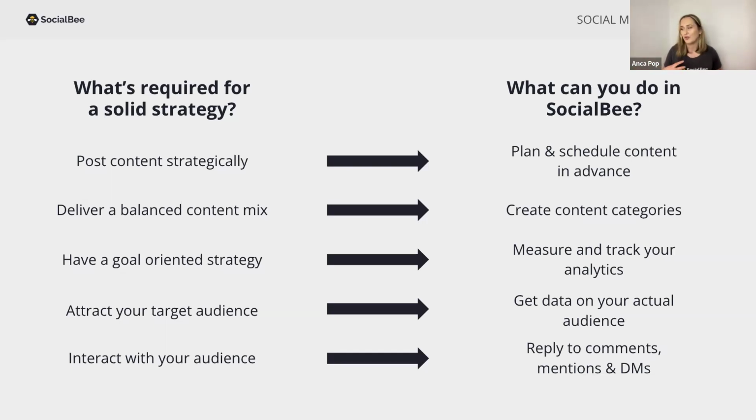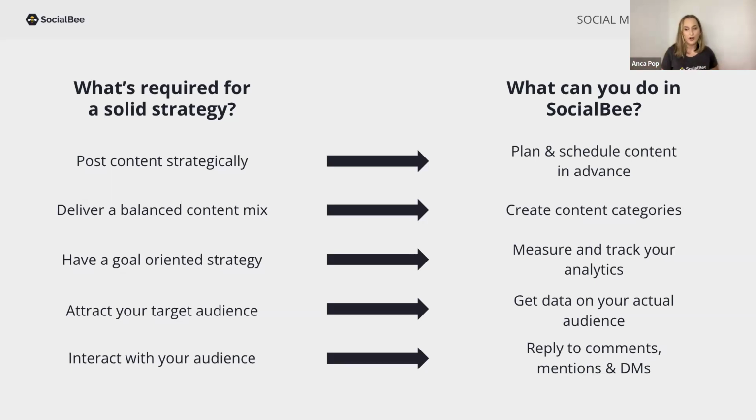Have a goal-oriented strategy. In order to do that, you need to set some SMART goals. So these goals are achievable, they're measurable, they're realistic, all of that. And how you can do that is by tracking your analytics. And in SocialBee, you'll have up to 2 years worth of data when it comes to the analytics that you have available. So that way you can make sure you benchmark your analytics, you can set those realistic goals through these analytics, and then measure their performance even further.